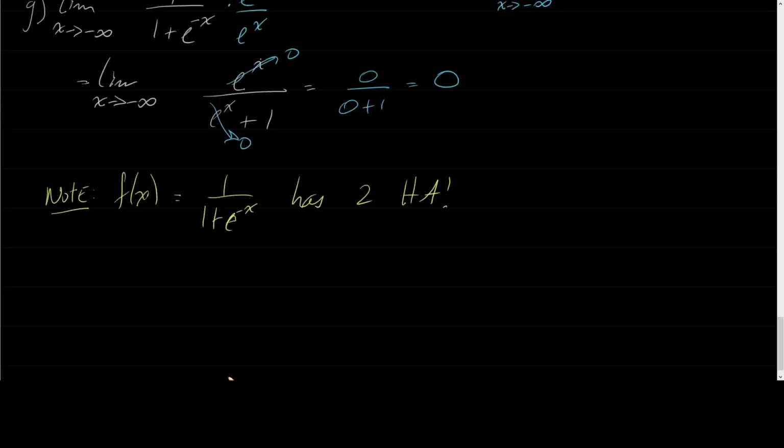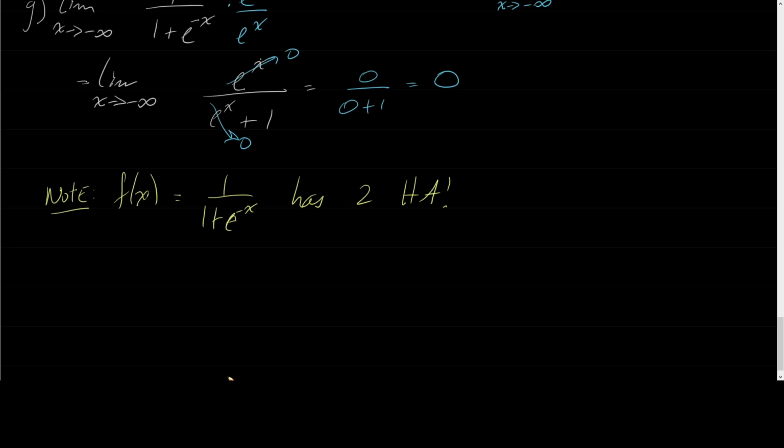You can have infinitely many vertical asymptotes, right? For example, tangent of x has infinitely many vertical asymptotes. But horizontal asymptotes, at most you can have two. One is as x goes to positive infinity, and the other as x goes to negative infinity.